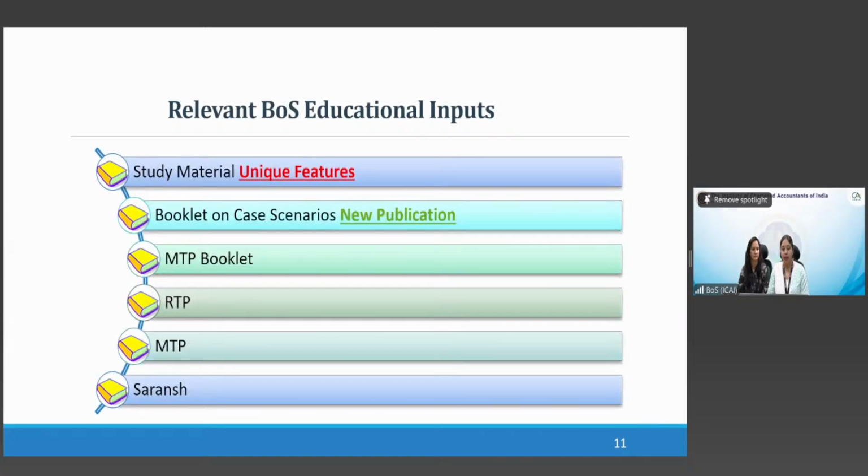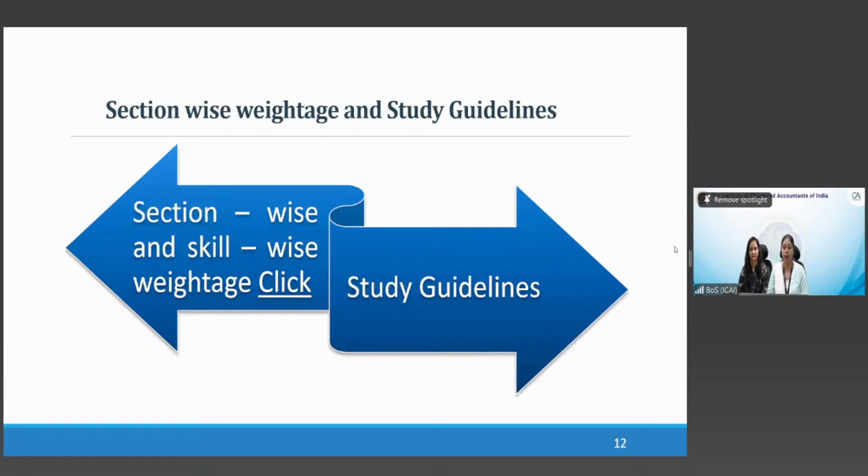So these are the applicable BoS publications. You are aware, study material. We have already discussed these publications, and during your revision period, especially you should focus on the revision test paper and mock test paper. Section wise weightage and study guidelines, I think if time permits, we can have a glance at the end of the session.